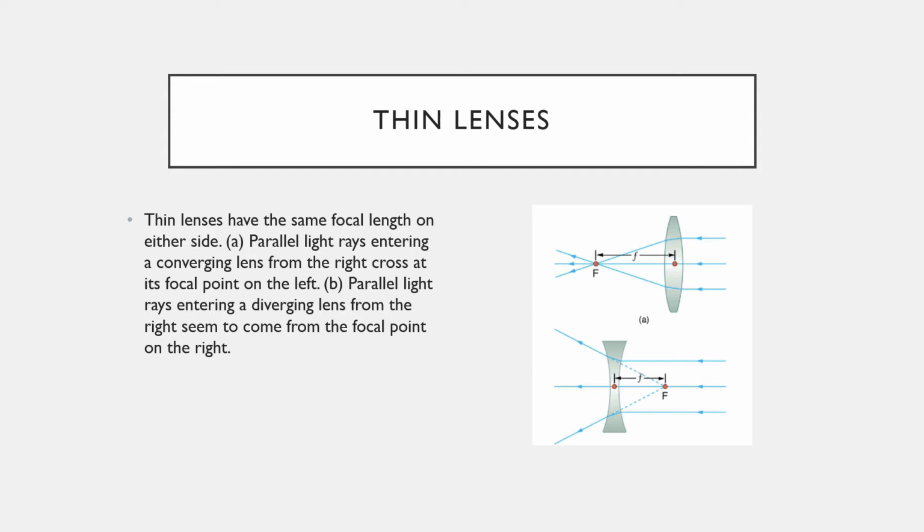Parallel light rays entering a converging lens from the right cross at its focal point on the left, and parallel light rays entering a diverging lens from the right seem to come from the focal point on the right. So with a convex lens, we have a focal point opposite from the light ray side, and with a concave lens, we have a focal point that's on the same side as the light rays.